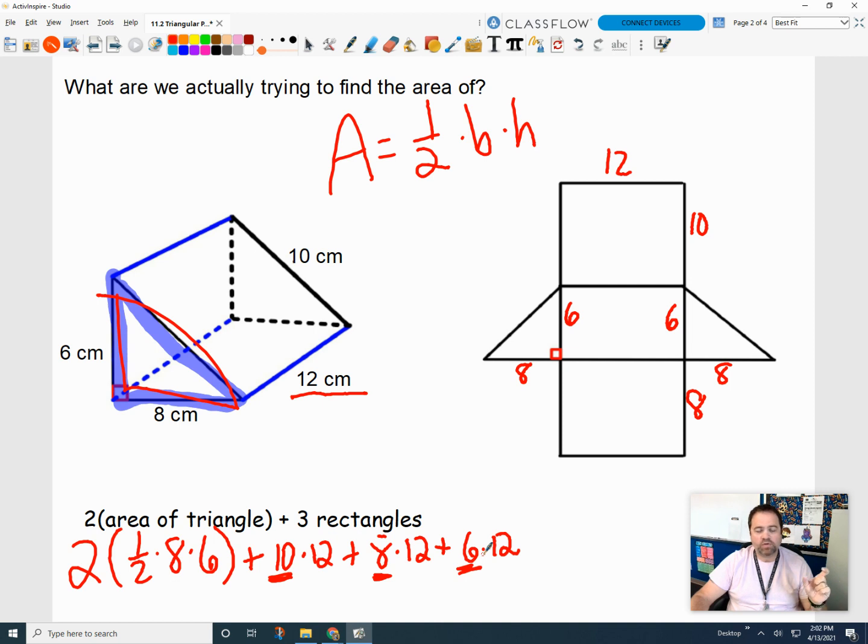Right, one at a time, you take the side of the triangle and you multiply it by how tall the prism is, how far it is between the triangles. That's why this 12 gets repeated, because every rectangle has that same width of 12 every single time. So once you get this set up, you just grab a calculator and start at the left and type it straight in. Multiplication where the multiplication's at, addition where the addition's at.